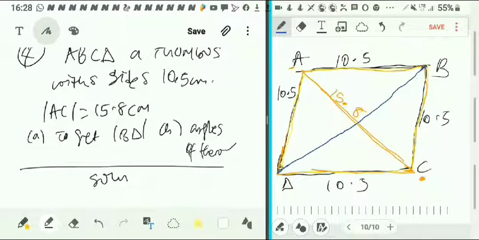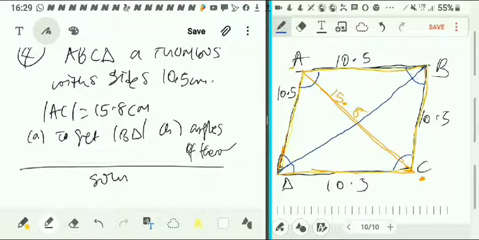Now we need to know some properties of a rhombus. One of them is that the diagonals bisect the angles. These diagonals bisect these angles, cutting each angle into two equal parts. To bisect means to divide a line, an angle, or anything into two equal parts. Then, the diagonals are perpendicular bisectors of each other.